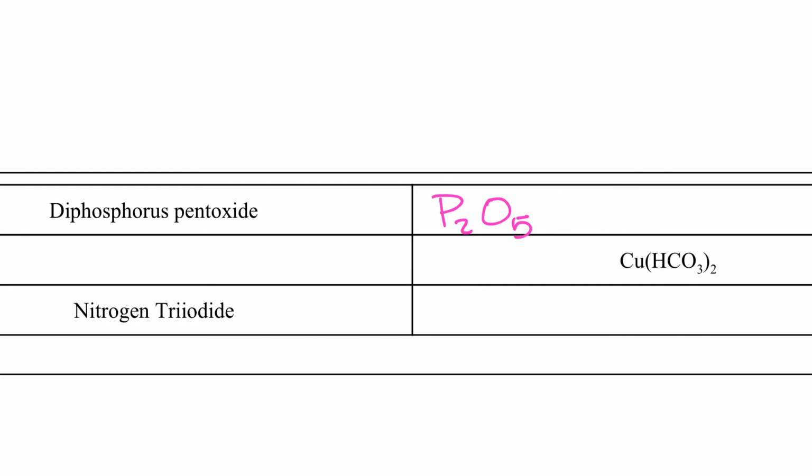This next example is Cu(HCO3)2. So the polyatomic here is bicarbonate. But we need to know what the charge on copper is. Bicarbonate is a -1. So because it's a -1 charge, and when you crisscross them, we can find out copper, so it's copper 2. Okay. The last example would be nitrogen triiodide. So nitrogen, N, and then triiodide, so 3 iodines.